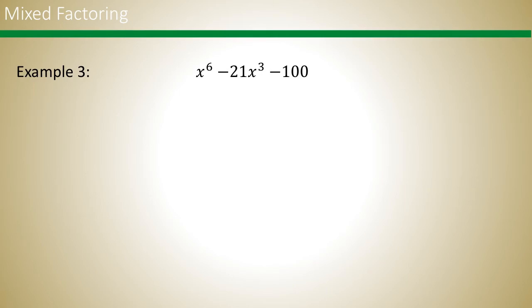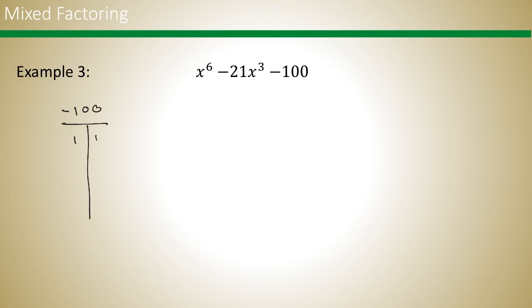Okay, so here's another example. So first thing, is there a common factor? There's not. Okay, so we notice that this follows the pattern. We have 6th power, 3rd power, and then no exponent. So this is half of that. So we can factor this thing by finding factors of negative 100 that add to make negative 21.